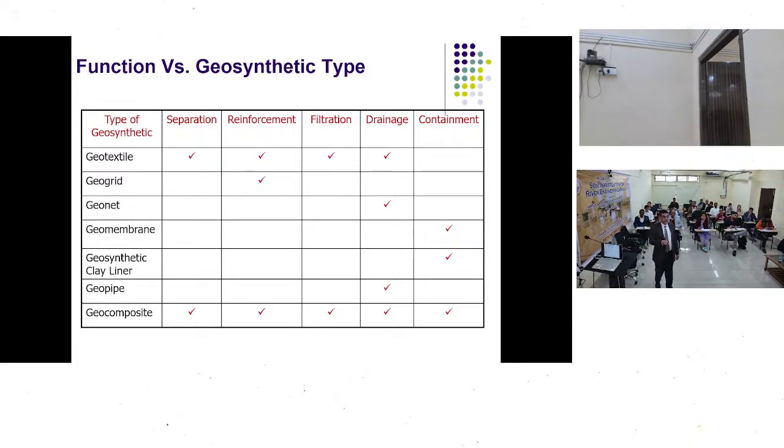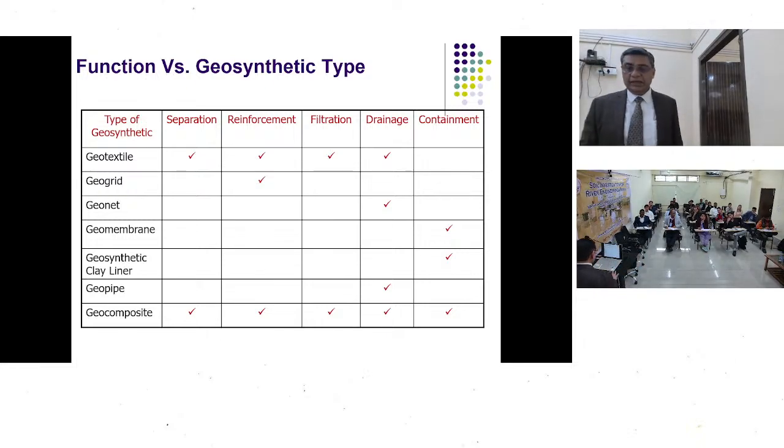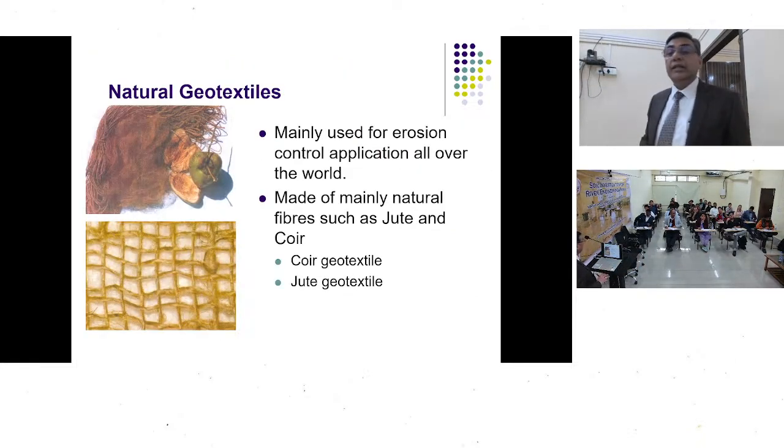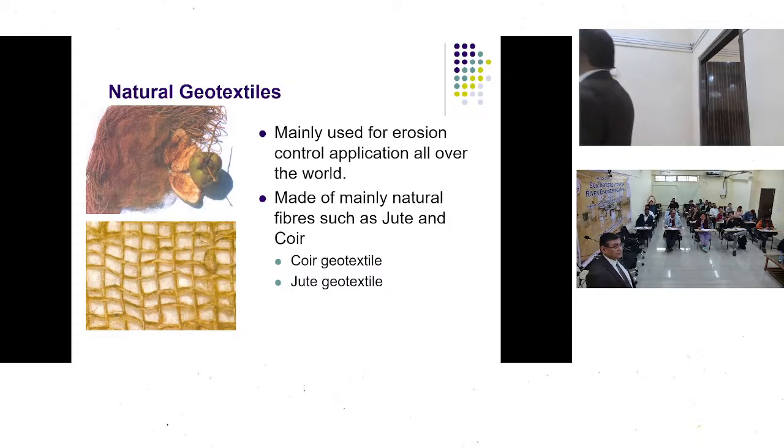Then we also have geopipes, and these can be used for drainage purposes, and geocomposites, obviously, for all: separation, reinforcement, filtration, drainage, and containment. Then, as I was saying, natural geotextiles: we have coir and jute geotextiles, and coir board and jute board. They have been working for a very long time on different types of geotextiles that can be formed.